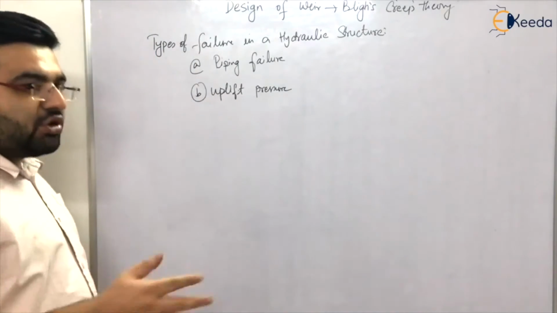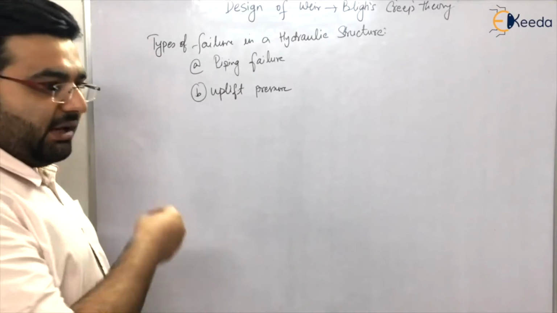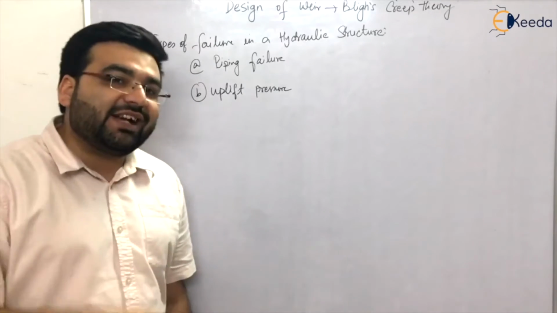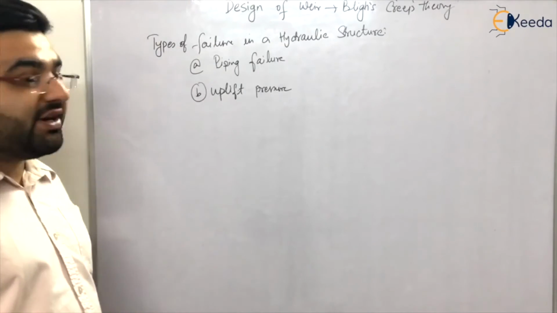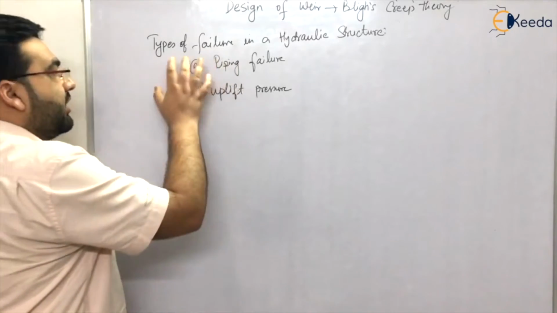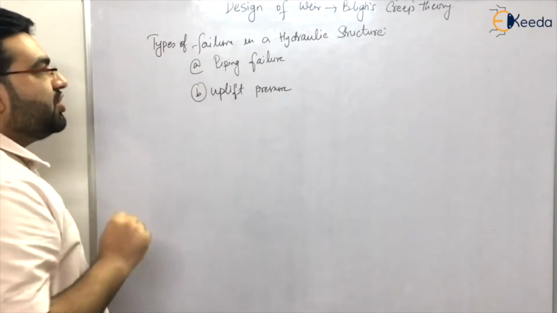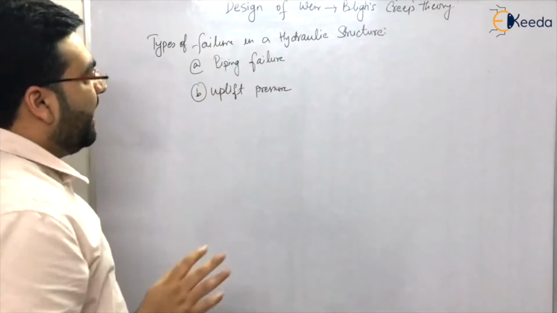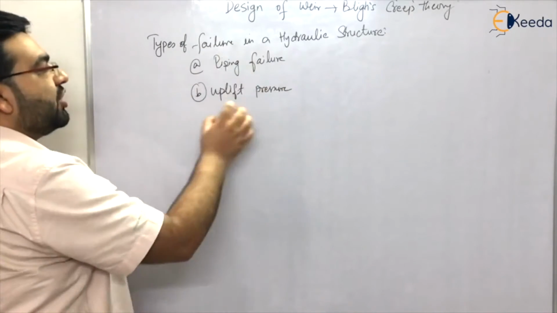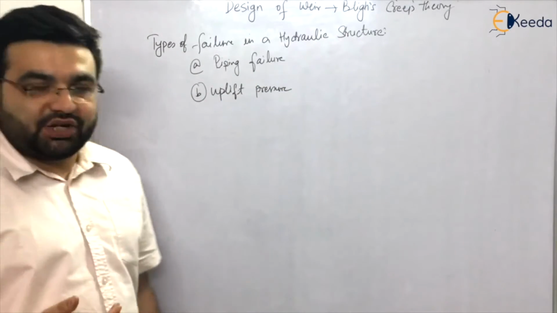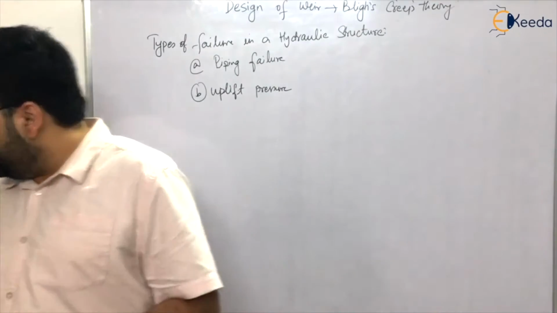There are many modes of failure. There can be an earthquake, there can be wave action, as we are studying for gravity dams, the types of forces acting on a gravity dam. But generally, a hydraulic structure fails either by piping action or by uplift pressure. Now, what is piping action?